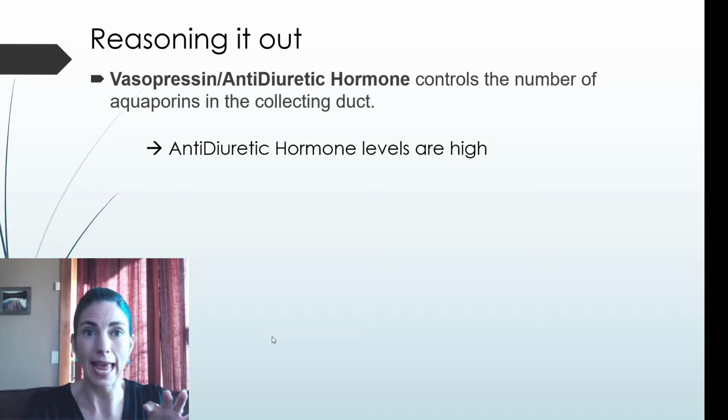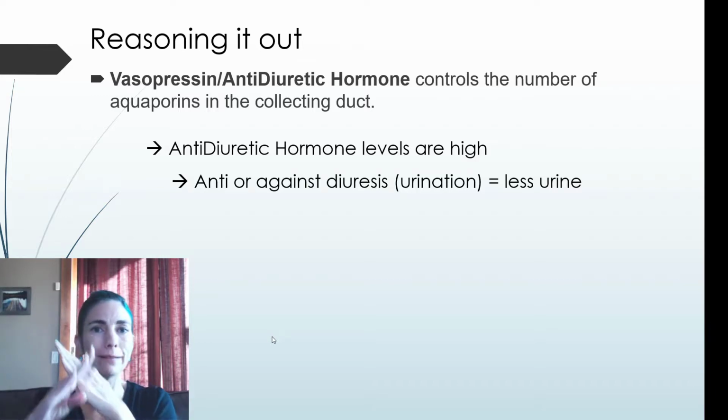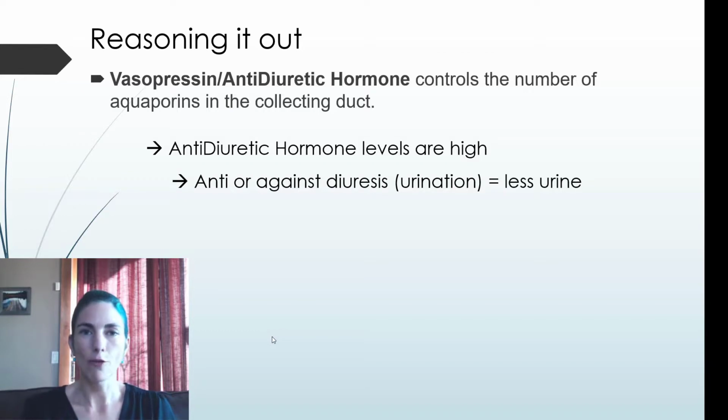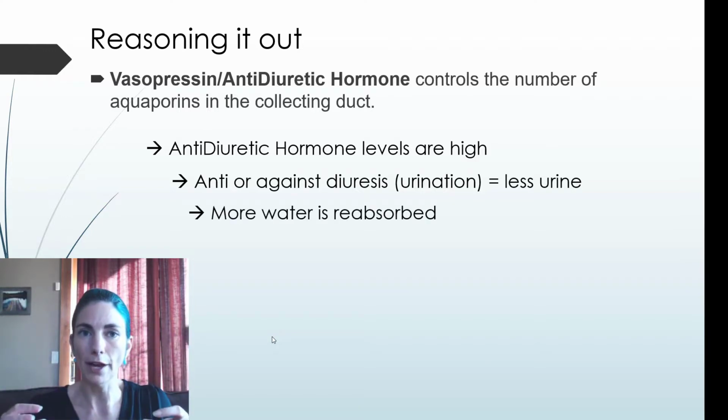Anti means against, and diuresis means to urinate. So against urine. In other words, no pee. So antidiuretic hormone is going to equate to less urine. So when antidiuretic hormone levels are high, you make less urine. So what does that mean? Well, if you have less urinary volume at the end, what that means is that in your collecting duct, you reabsorbed more of the water.